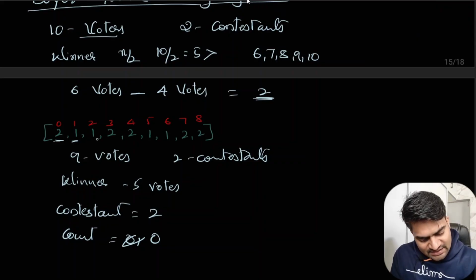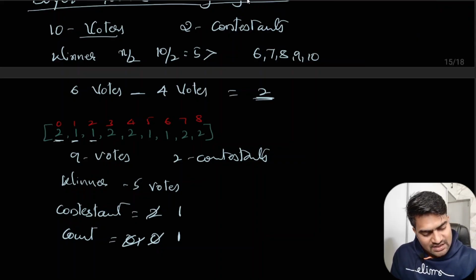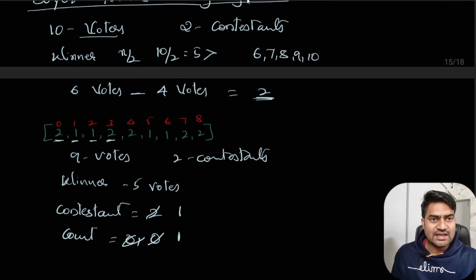Okay, I will continue. Now if you see, 1 got 1 extra vote. Okay, so now I will change my assumption of winner to 1, and I will increase the count to 1. Okay, now if you see, again I get 2.